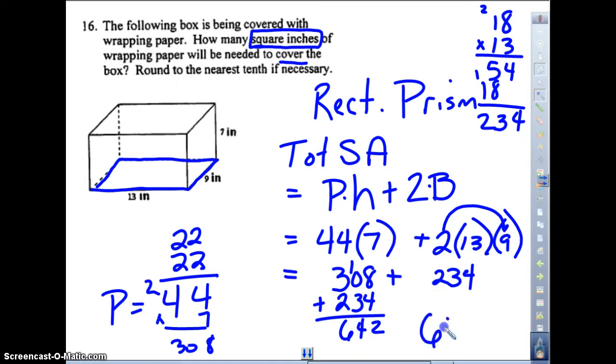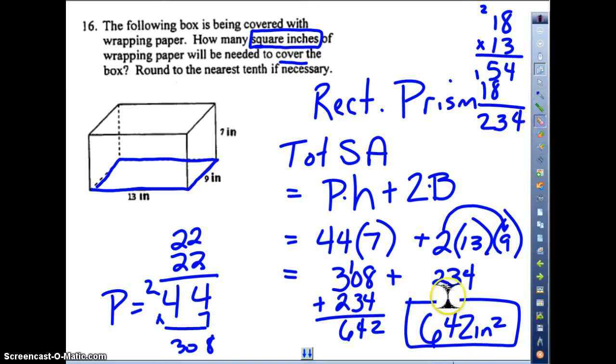I think it's 642 inches squared. Oh, you're right. It's 500. Oh, my gosh. I was just checking you. Is that in your answer bank?